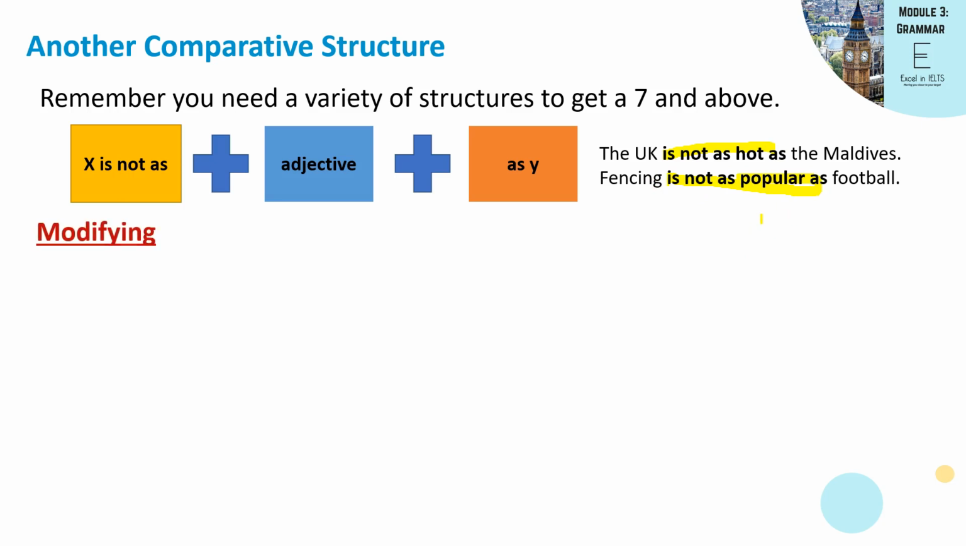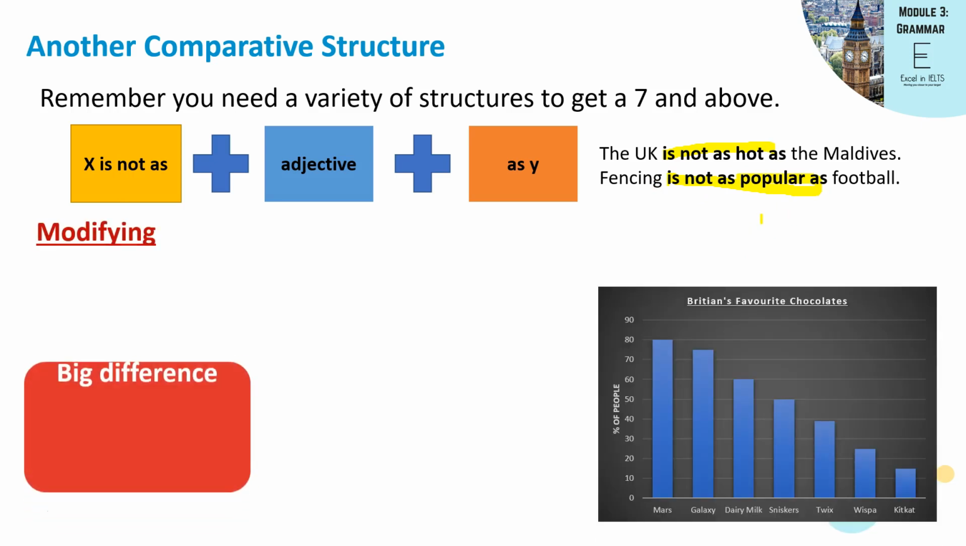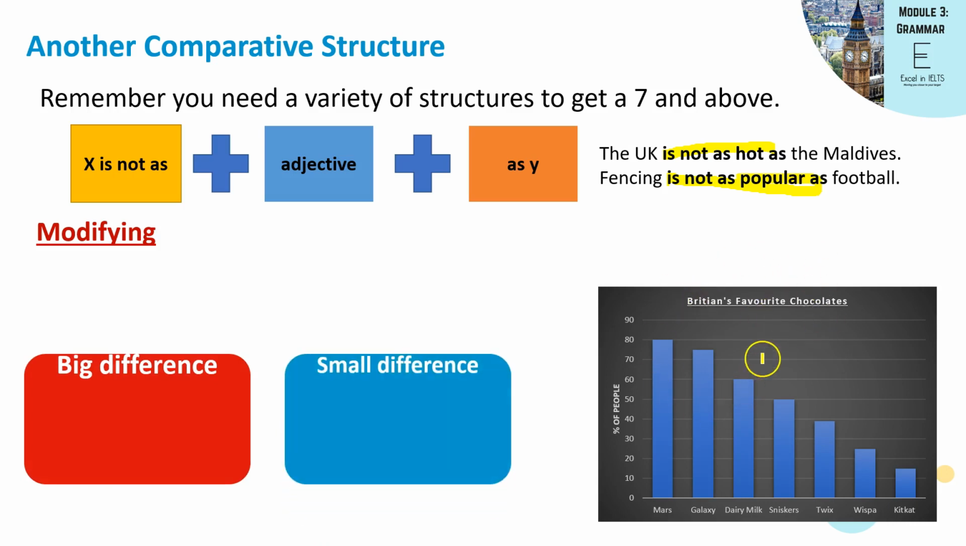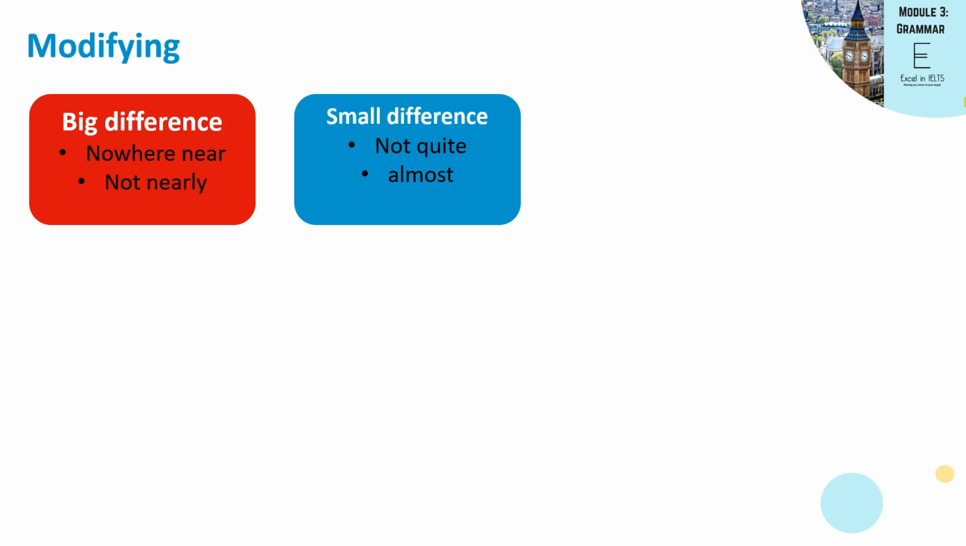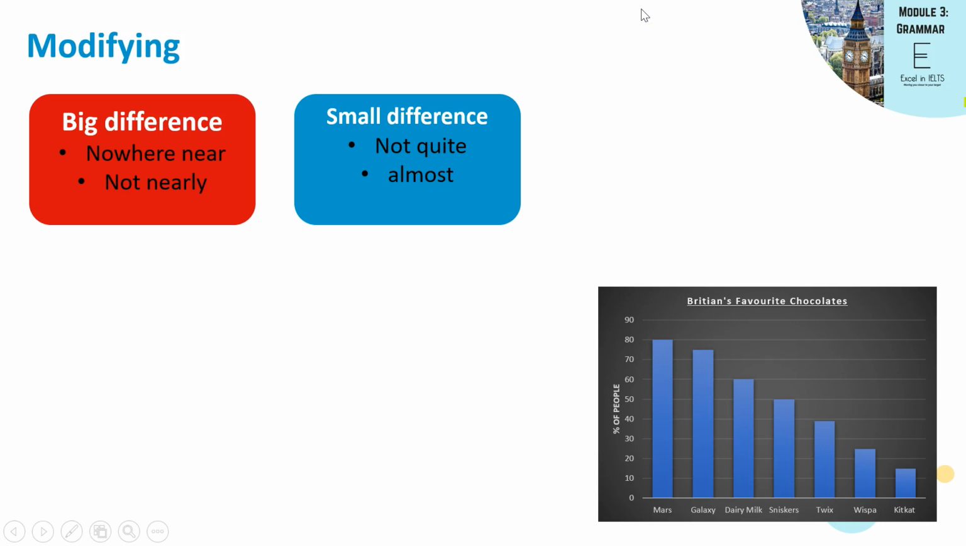You can also modify this structure to show a big difference or a small difference. So if you have a look at this chart, it's about Britain's favorite chocolates. You can compare these different chocolates using these modifiers. So let's first put them into either a big difference or a small difference. So these are the answers. For a big difference, nowhere near and not nearly. For a small difference, not quite and almost. I want you now to write some sentences for me where you are comparing these chocolates, so the popularity of these different chocolates, and make sure you modify them as well. So let's have a look at the answers.